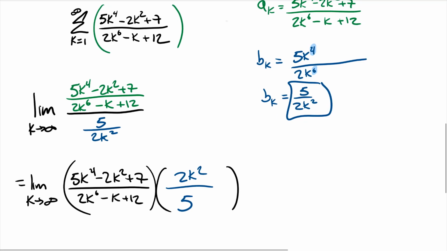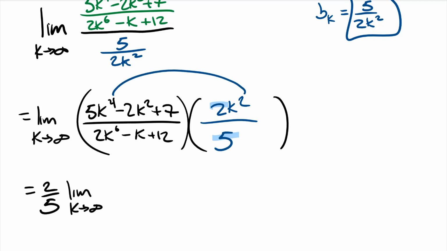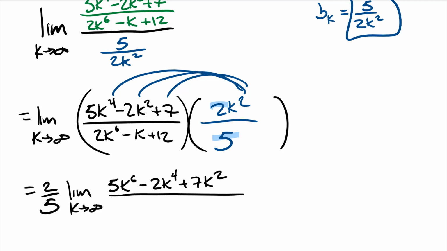Well, I'd like to rip out the 2/5 in here. Do you mind? I take out these 2/5. I just want it out of there, and then we're going to bring it all in. So 2/5, limit as k goes to infinity. So that's all removed. Now we're just going to think. Just bring in your k squared to all of them. Let's see what we got. It's 5k to the 6th minus 2k to the 4th plus 7k squared all over 2k to the 6th minus k plus 12.